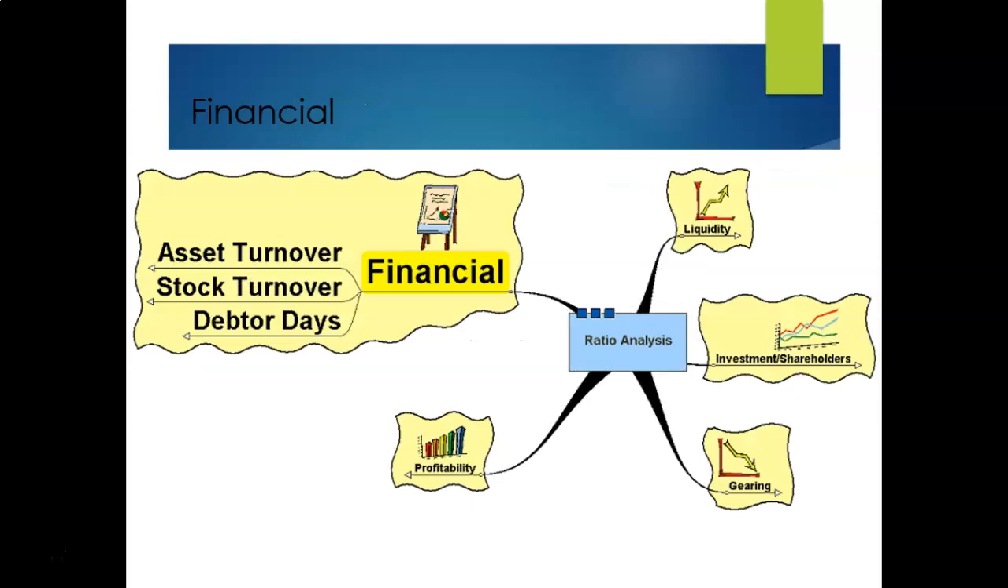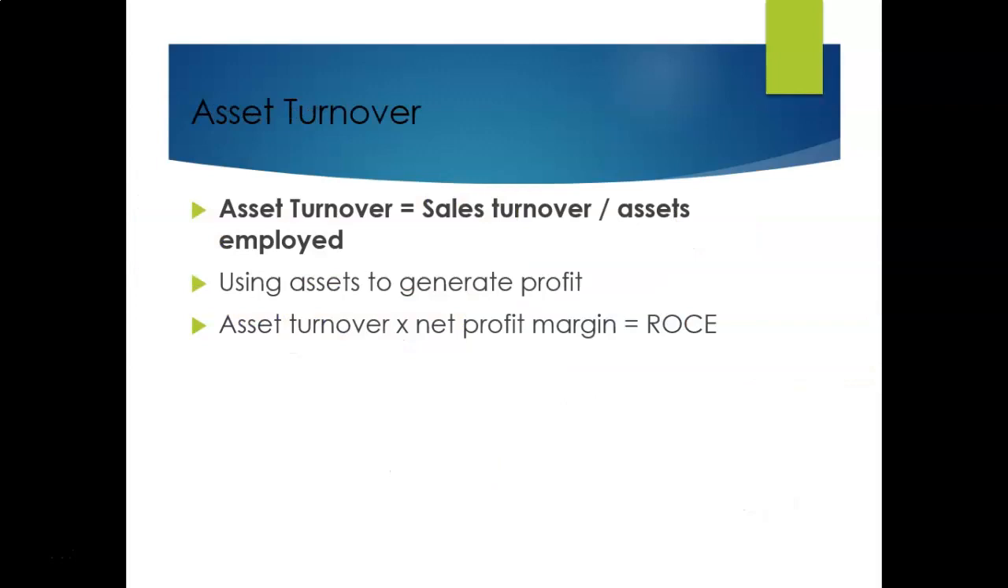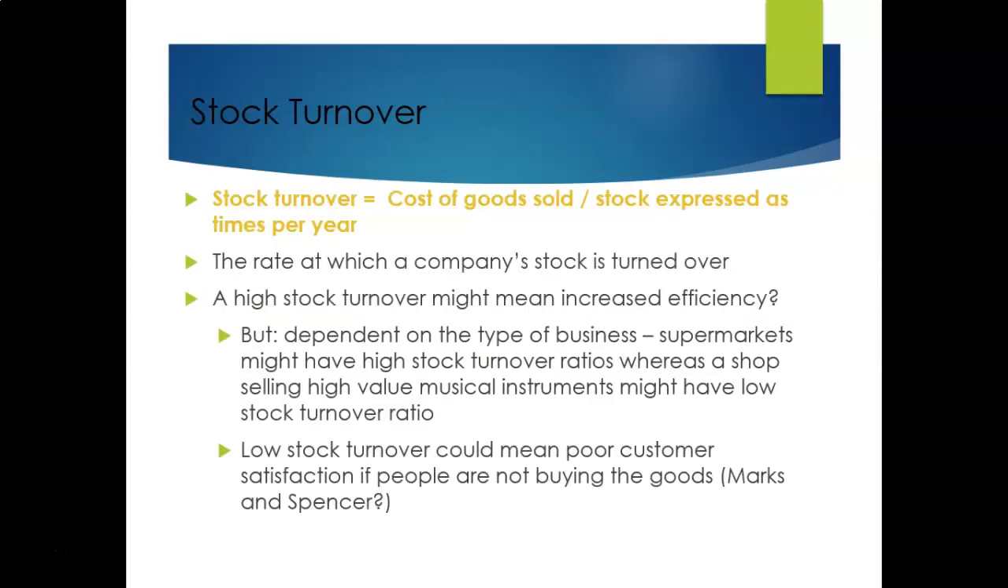The next ratio can be financial ratio. Financial ratio is usually with respect to asset and stock and debtors reconciliation, that is receivable dates, and how effective I am in collecting my funds due. So in the case of asset turnover, the ratio can be sales turnover divided by assets employed. This ratio can be used to generate profit. And stock turnover ratio formula can be cost of goods sold divided by stock, and this is usually expressed in the number of times per year. The rate at which a company's stock is turned over is what is shown by this ratio.